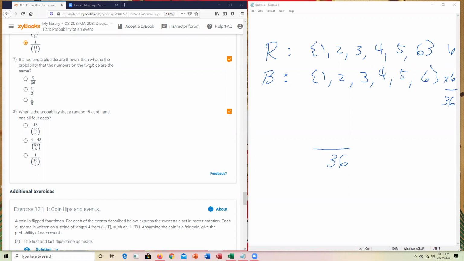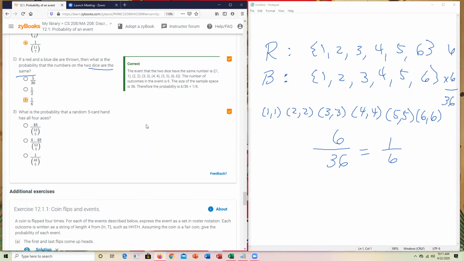This is asking where the two dice are the same. So the only ones that would ever match are 1 and 1, 2 and 2, 3 and 3, 4 and 4, 5 and 5, and 6 and 6. So there's a total of 6 of them, 6 out of 36. If you reduce it down, the fraction is 1/6. Select that, and we have the complete correct answer.